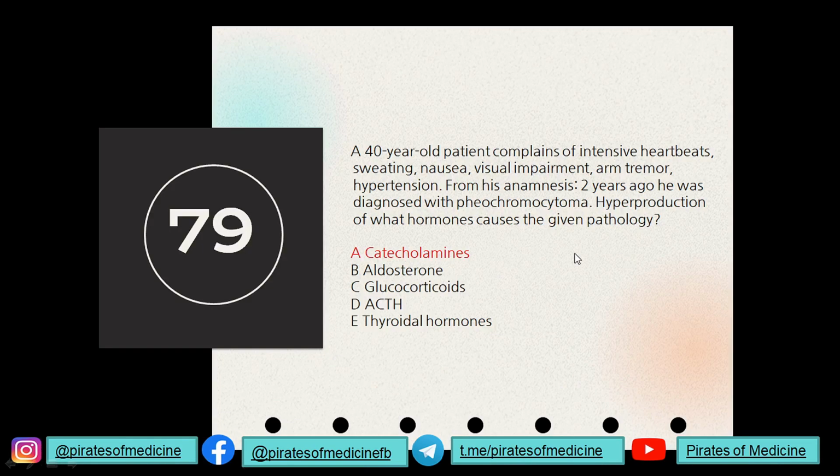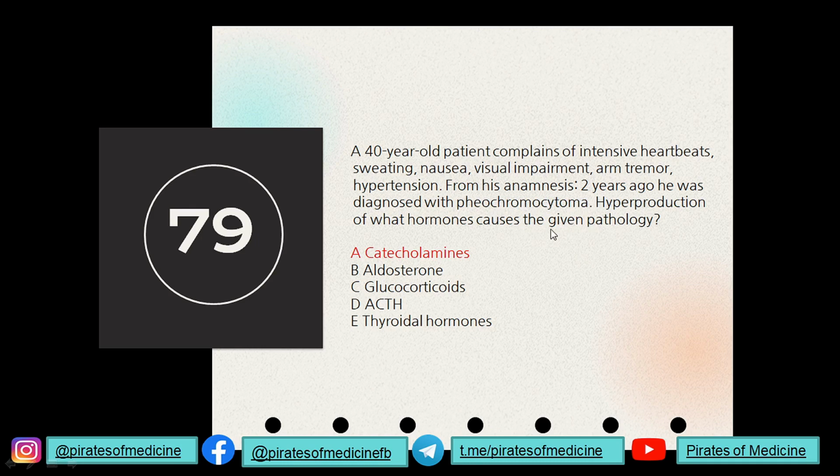A 40-year-old patient complains of intensive heartbeats, sweating, nausea, visual impairment, arm tremor, and hypertension. From his anamnesis, 2 years ago he was diagnosed with pheochromocytoma. Hyperproduction of what hormones causes the given pathology?